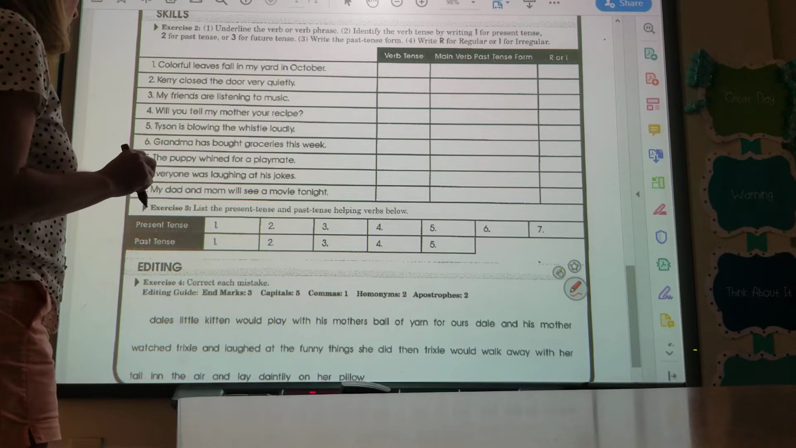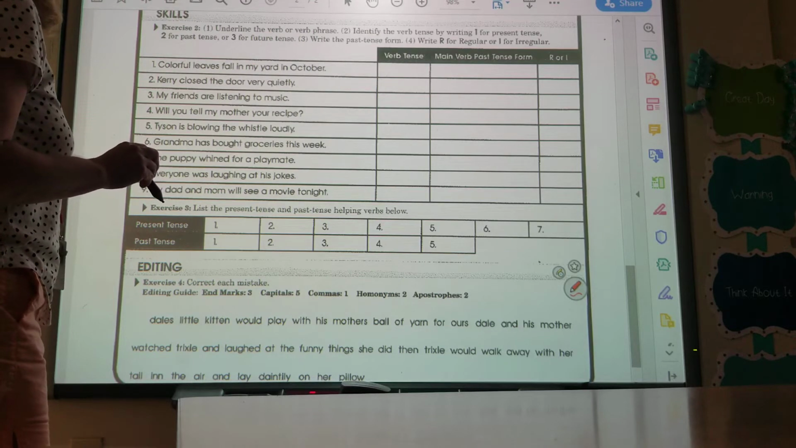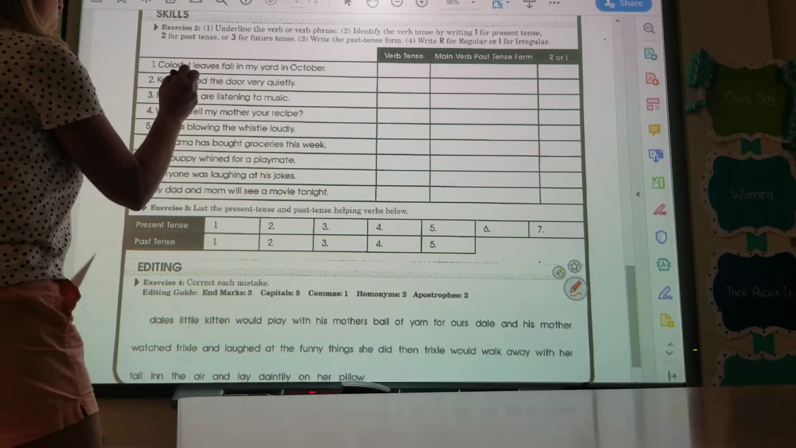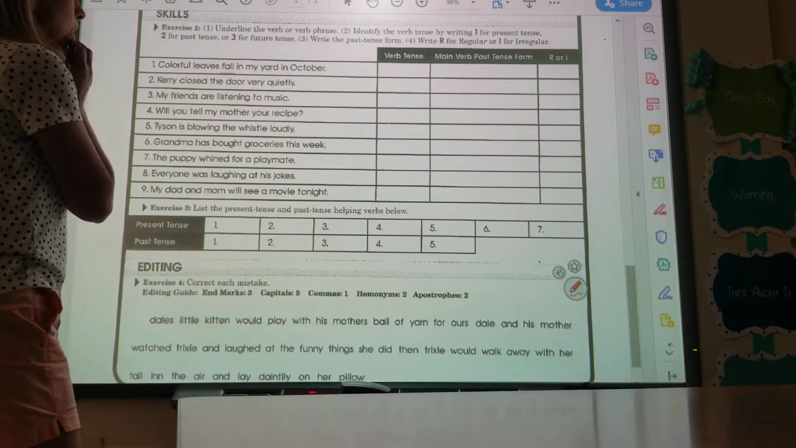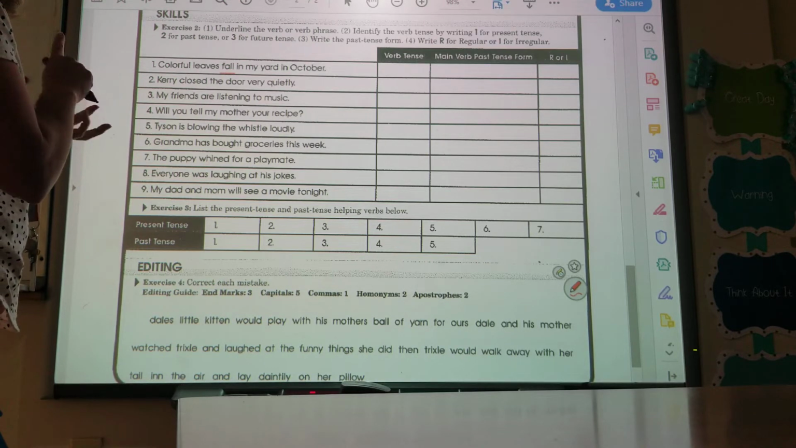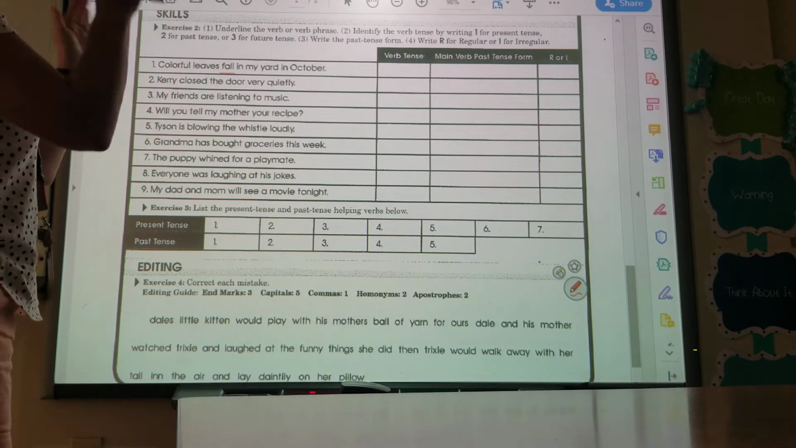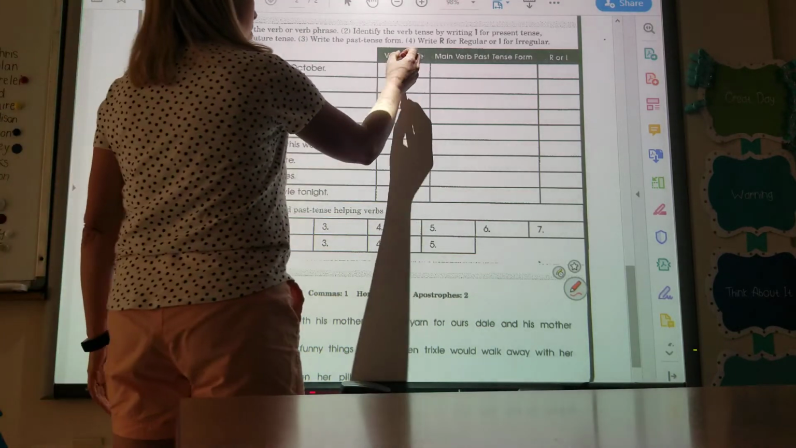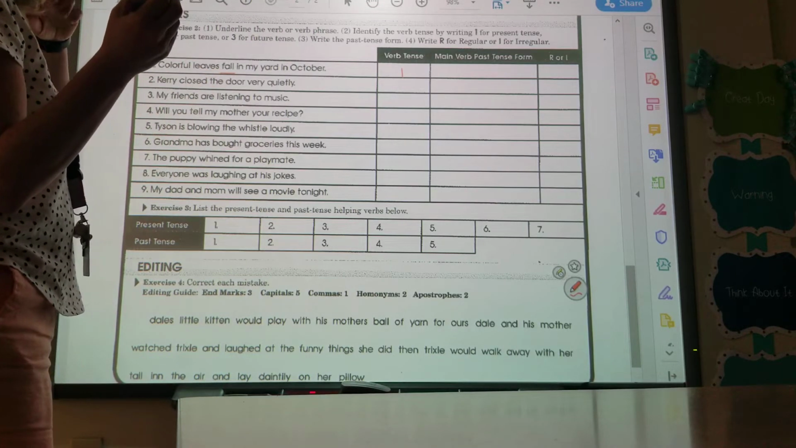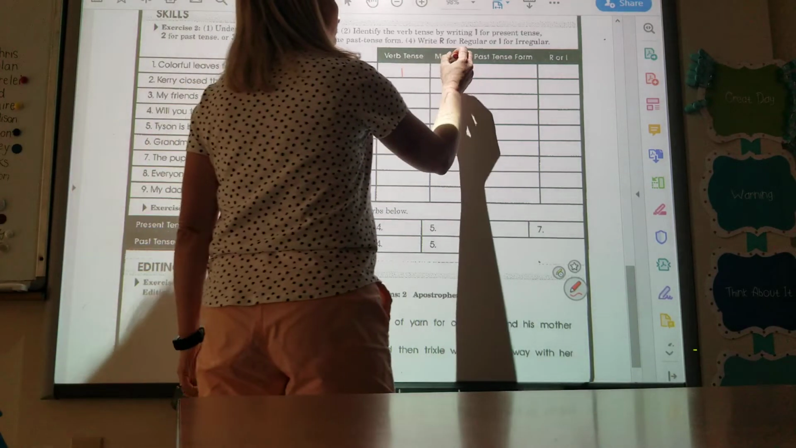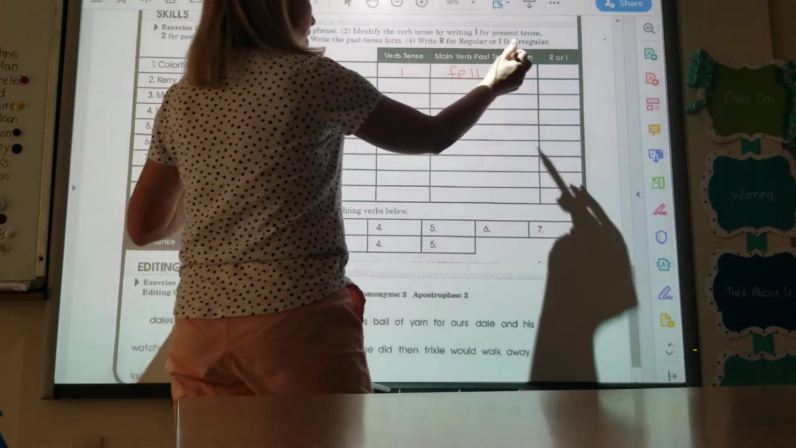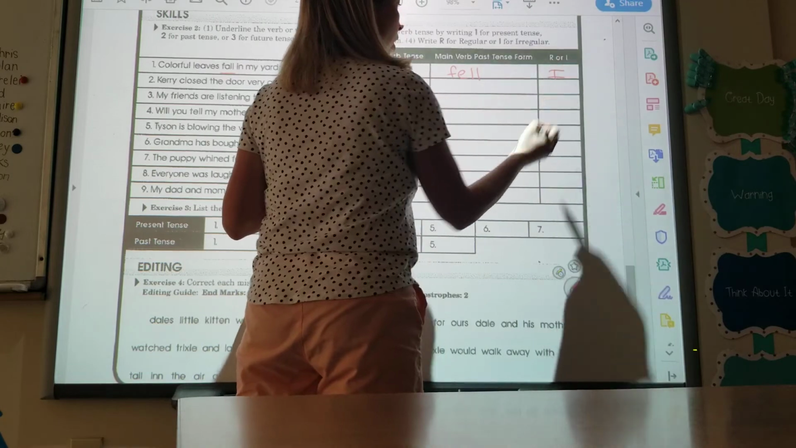So, all right, so we are going to, colorful leaves fall in my yard in October. All right, so the verb is fall, right there. All right, so now I need to see if it's present, past, or future. So they're happening right now. The colorful leaves are falling. So the verb tense is 1. All right, if I put that into past tense, I'd say colorful leaves fell. All right, so since a vowel changed from A to E, it's going to be an irregular verb.